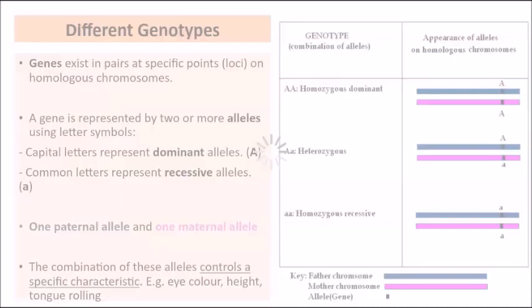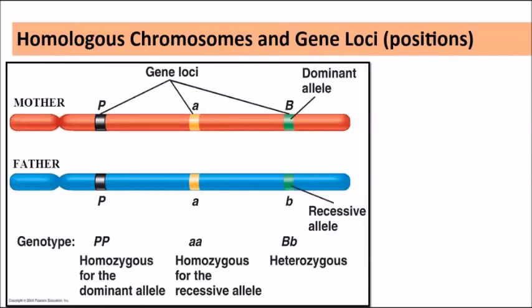So let's look at this a little more closely now. So we have homologous chromosomes and the different gene positions, or the loci, as I talked about before. So we have the mother's chromosome and the father's chromosome shown here. Remember, this is a homologous chromosome. If you recall from the first video in this series, a pair of homologous chromosomes carry the same sequence of genes, but obviously they would have different alleles.